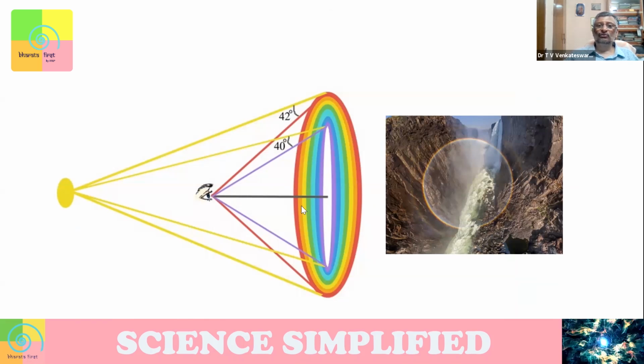So the whole circle you are looking at is like this because the water droplets from here are sending it out like a cone, so you are able to see it. That's what is happening.